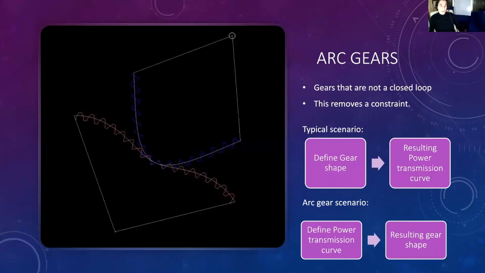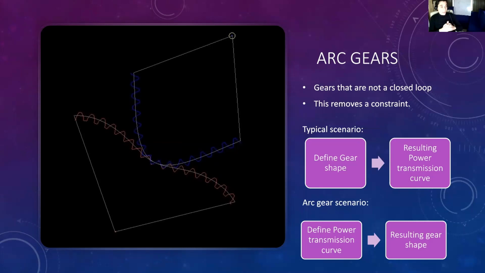Arc gears. Now these are very interesting because arc gears are basically when you take away the constraint that they have to be a closed loop, you just have an open-ended segment. This would be a mechanism that would probably oscillate back and forth. It would have to.